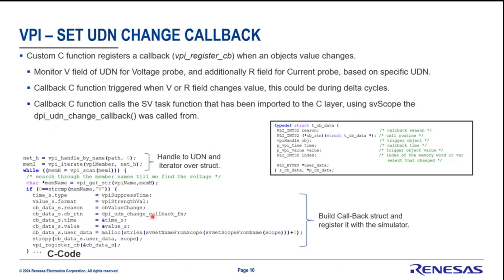The callback routine is this C function here, and then I basically pass in the address to the time and value. And then what I've done here is in the user data I've passed in the scope value. So that's basically passing in a string. I copy it all in and then I register it there. So now what I've got within the simulator is something that is looking at the path to this UDN, the V field, and additionally we can do the R field. And if they change, it basically will go and look at this C function here and execute that. And we'll see that on the next page as to how that works.